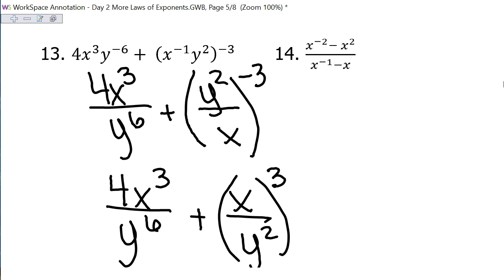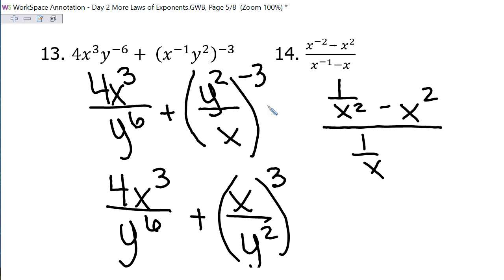And number 14. What do you think I should do with 14? Take care of those negative exponents. So instead of x to the negative 2, how could I rewrite that? X squared on the bottom. Yeah, 1 over x squared. So we have minus x squared. And instead of x to the negative 1, how would I rewrite that? 1 over x. Minus x.